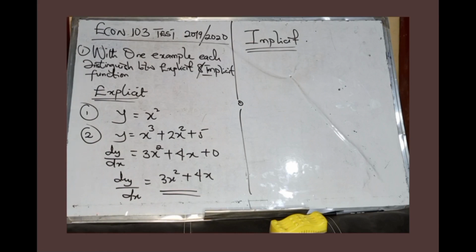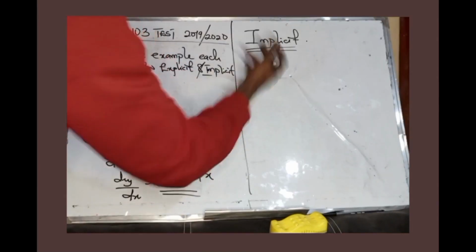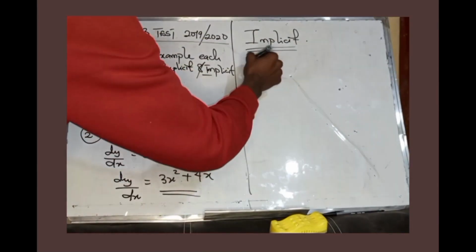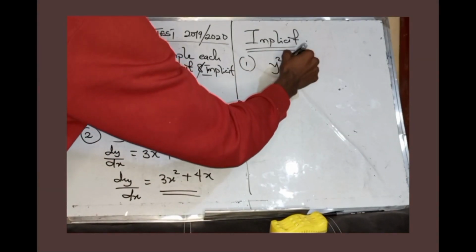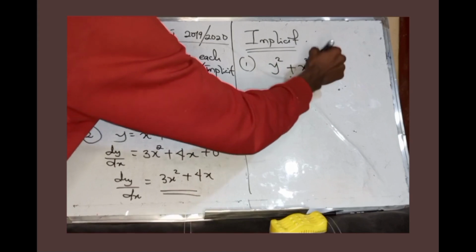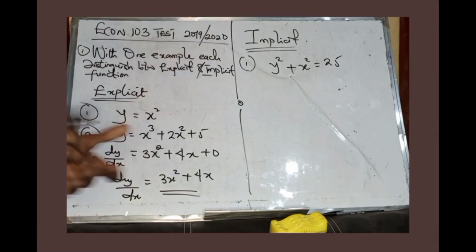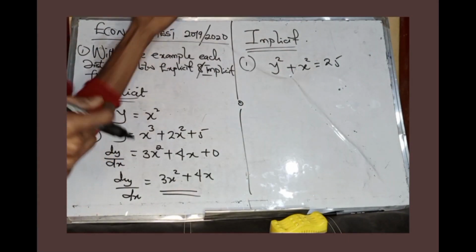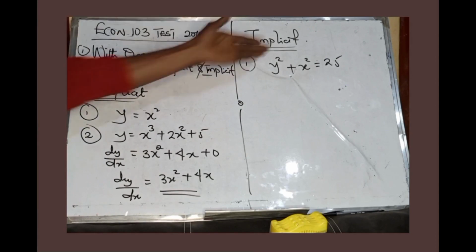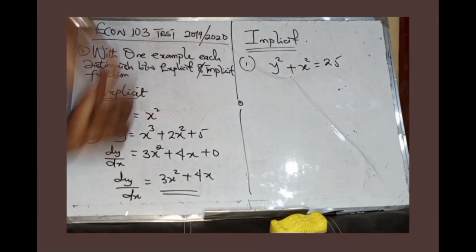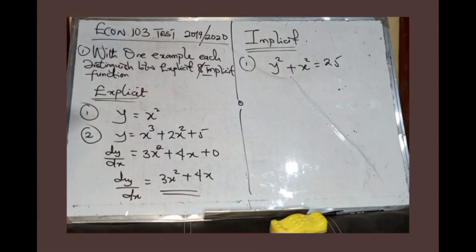This is my answer for the first explicit example. Now when we come to implicit, it has to do with mix-up of variables. For instance, one example we can give for implicit is y squared plus x squared is equal to 25. You see here, on one side we have both x and y mixed together, equal to 25. This is an example of implicit differentiation.